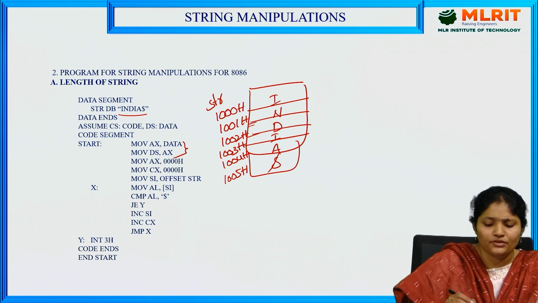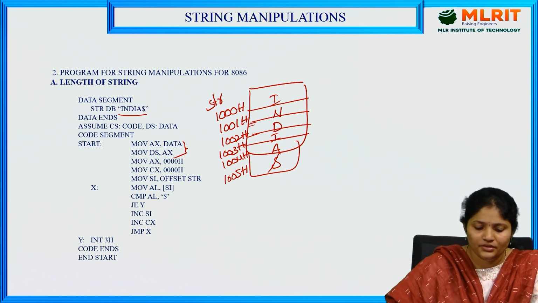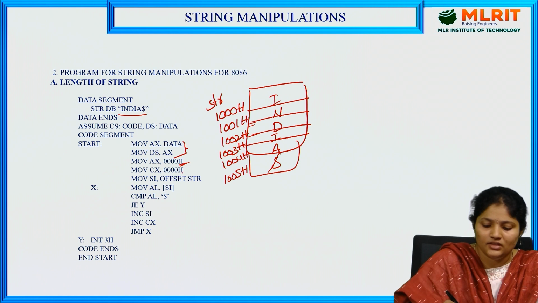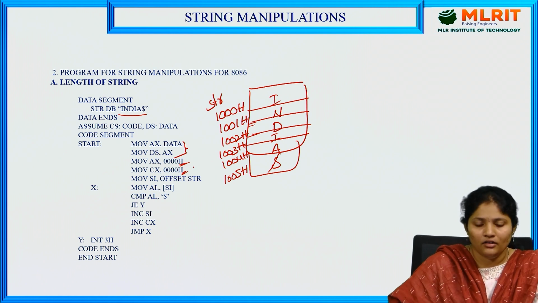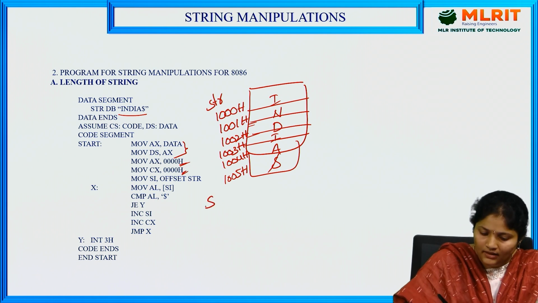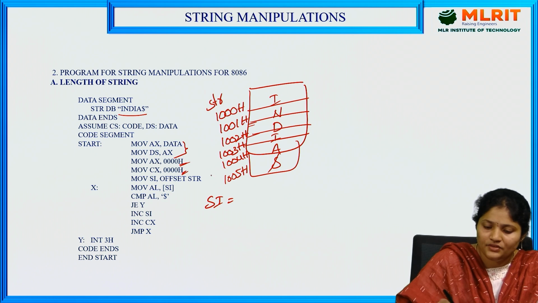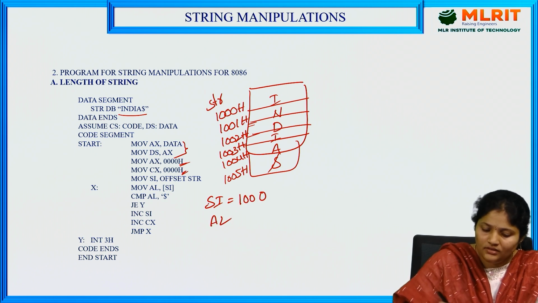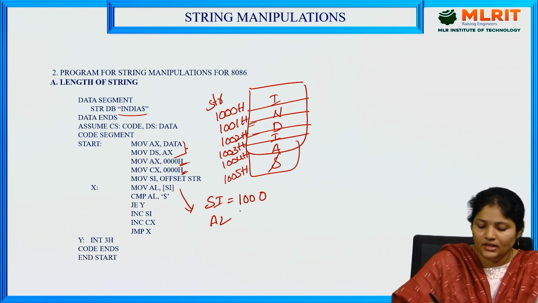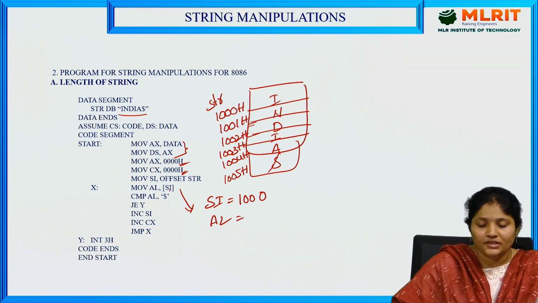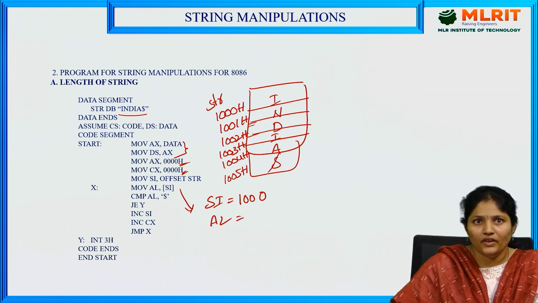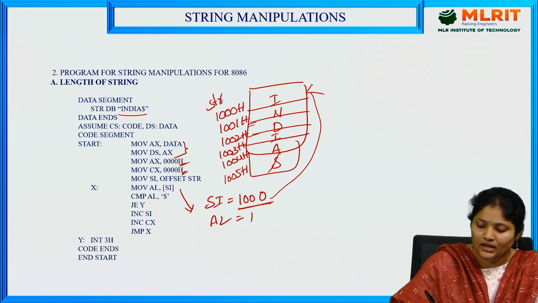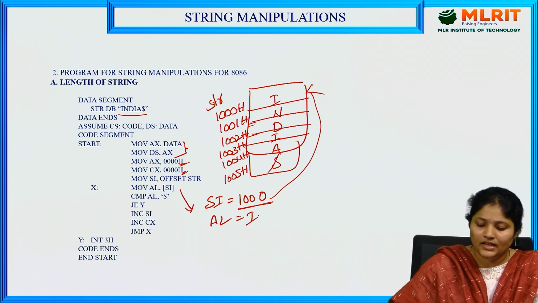Now these two are used to initialize the data segment within the code segment. I am clearing the AX and CX registers to hold the output. SI has the offset of the string. Here the offset is 1000 location. Next, the AL register holds the value present in the address location of SI. What is the value present in address location of SI? 1000 is nothing but I. So AL register has I.